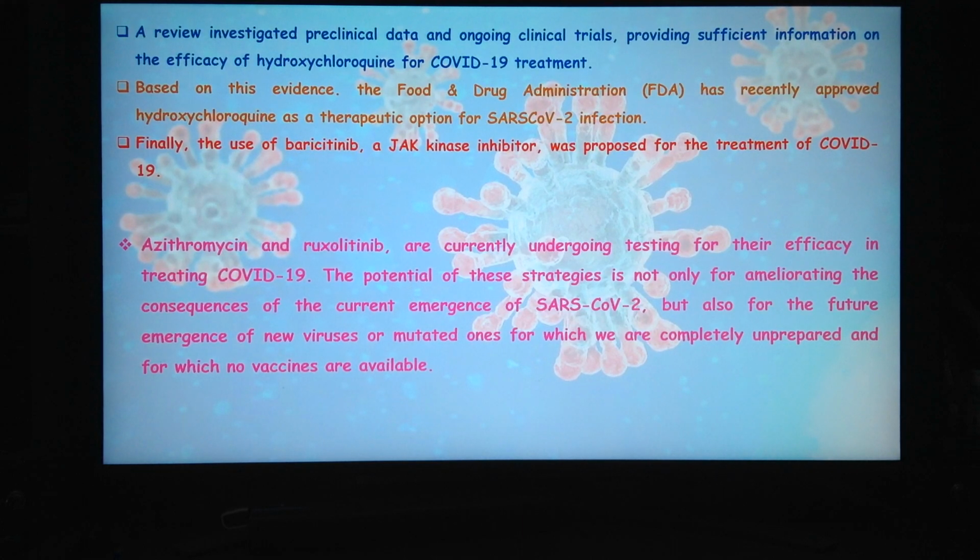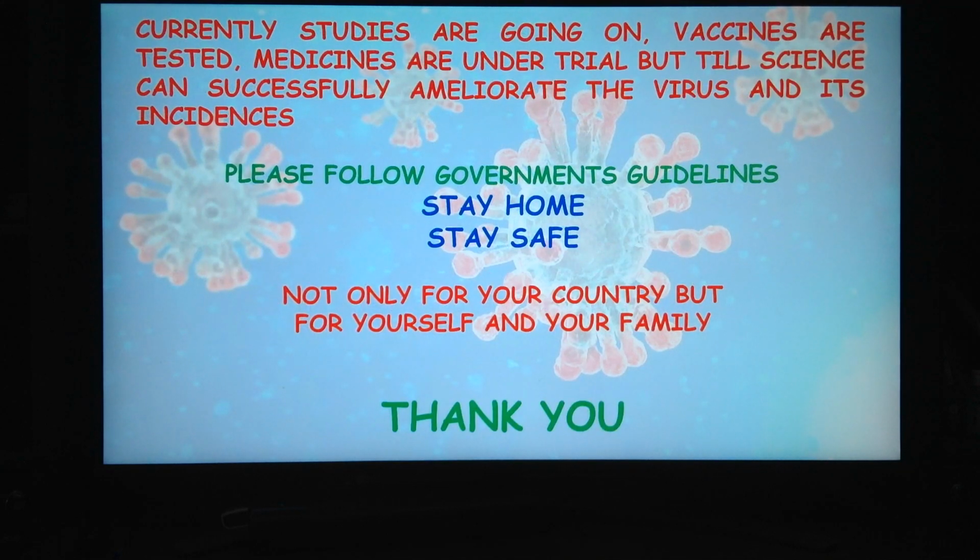The use of baricitinib, a JAK kinase inhibitor, was proposed for the treatment of COVID-19. Azithromycin and ruxolitinib are currently undergoing testing for their efficacy in treating COVID-19. The potential of these strategies is not only for ameliorating the consequences of the current emergence of SARS-CoV-2, but also for the future emergence of new viruses or mutated ones for which we are completely unprepared and for which no vaccines are available. Currently studies are going on, vaccines are tested, medicines are under trial, but still science can successfully ameliorate the virus and its incidence.